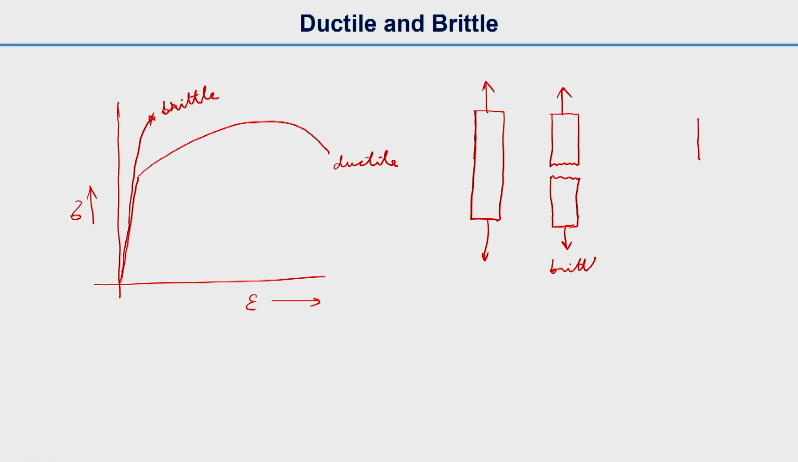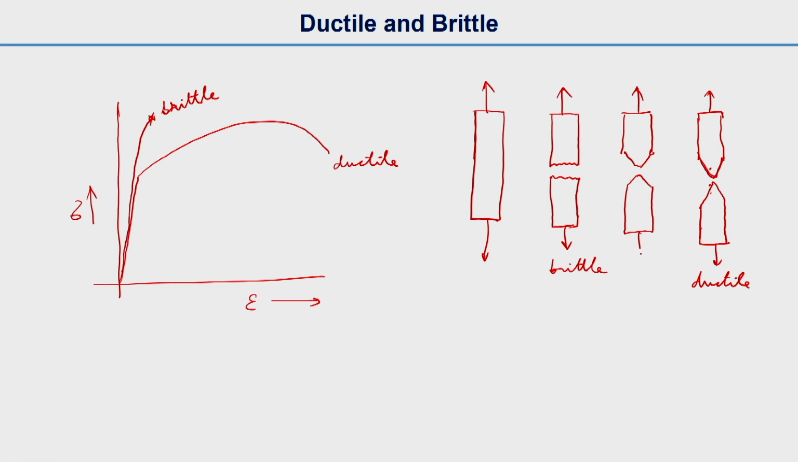Similarly, for a ductile material, let's say aluminum, or a very ductile kind of material, gold, you will get a necking formation, and the material will break like this. So this is ductile. If you have a less ductile material, the neck portion will probably not be as long as the other one, so it will look something like this. So you can say that this is less ductile, but not exactly brittle.